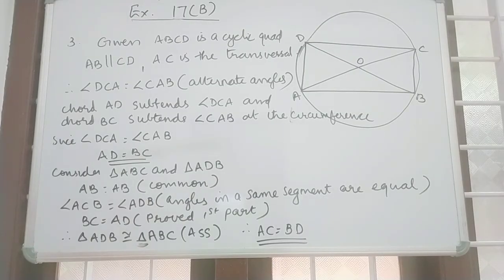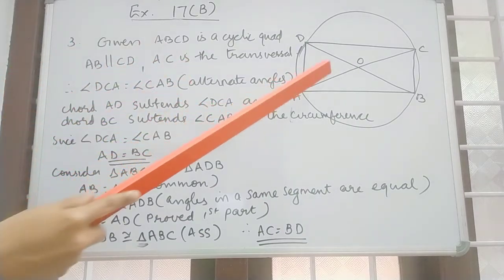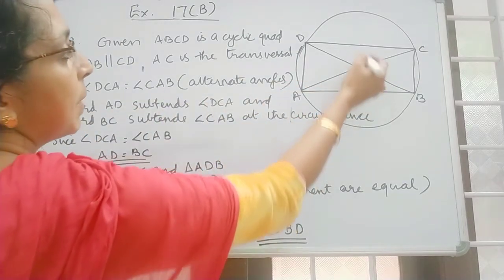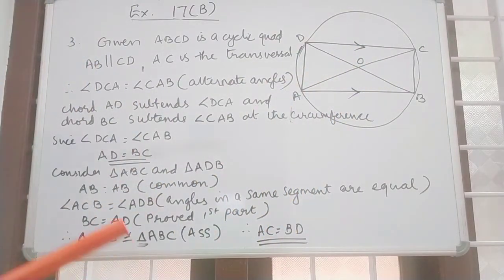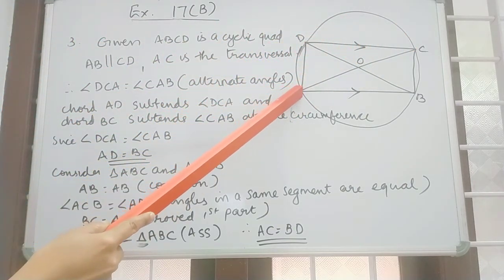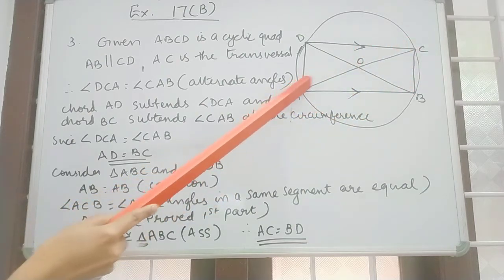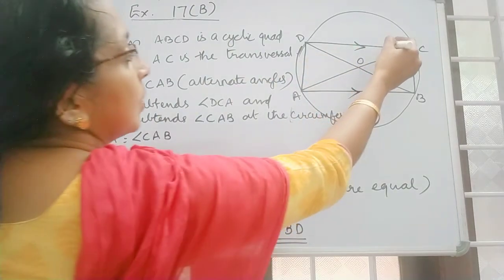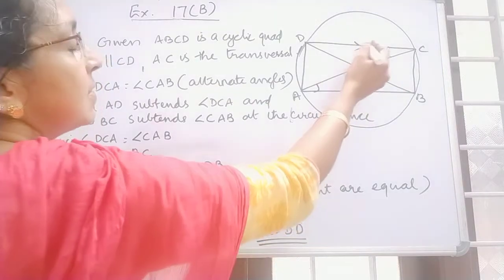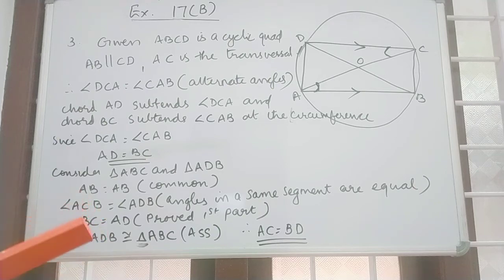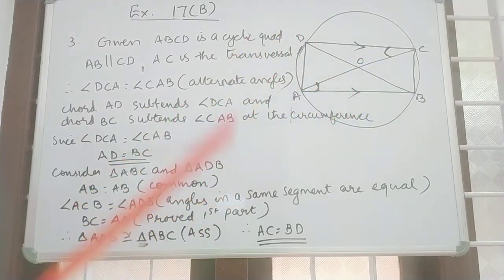Given ABCD is a cyclic quadrilateral and AB parallel to CD and AC is the transversal. So we can write angle DCA will be equal to angle CAB. These two angles are equal because AB and CD are parallel, so these two are alternate angles. So angle DCA will be equal to angle CAB, alternate angles.